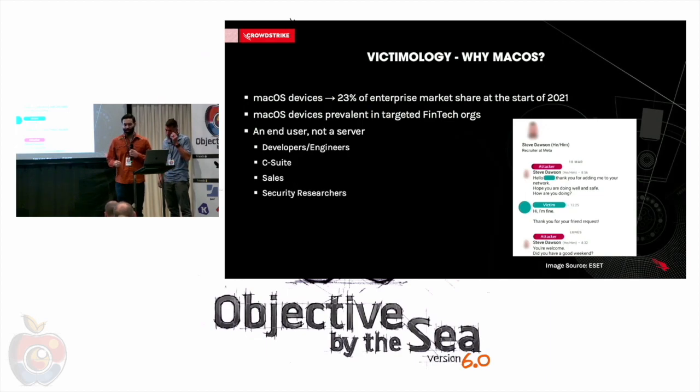There's probably someone in this room, perhaps more than one, that has been targeted by Labyrinth Chollima or another Chollima group in the last few years. There's been multiple reports of security researchers being targeted by Chollima groups because they either want to know what you're up to or they want to steal your 0-day, things like that.